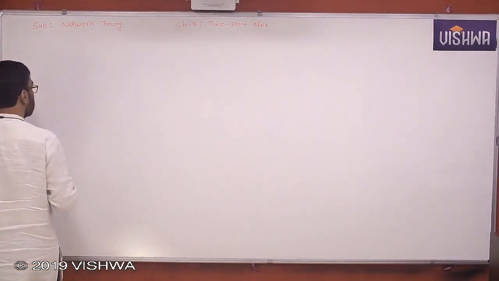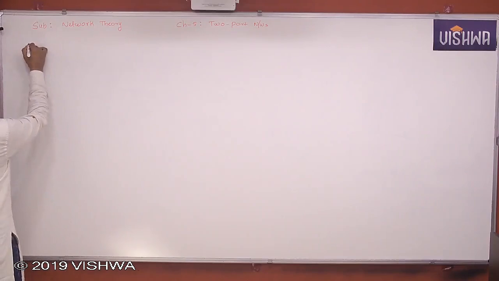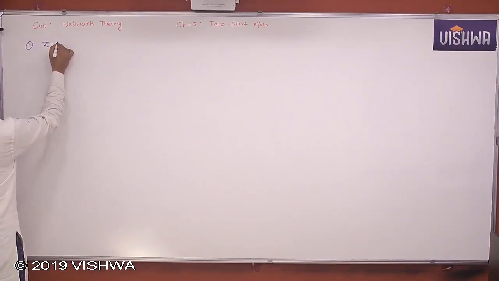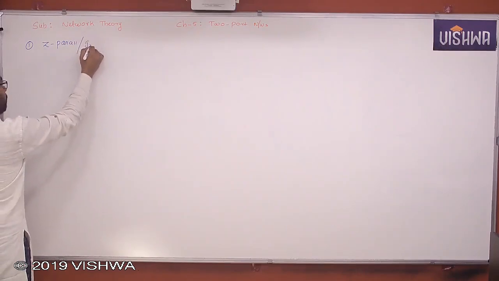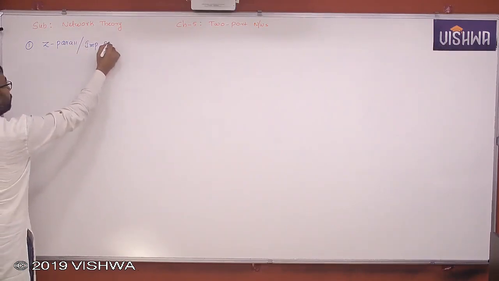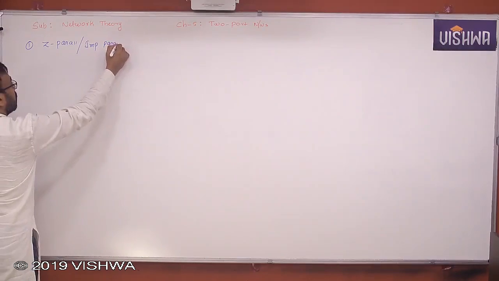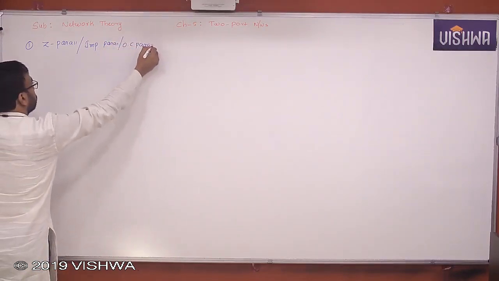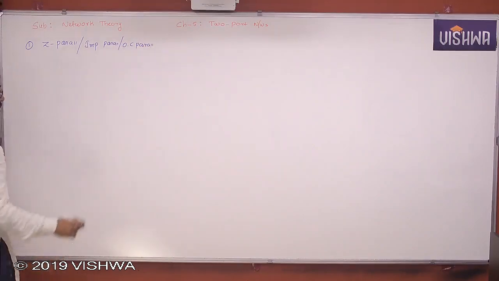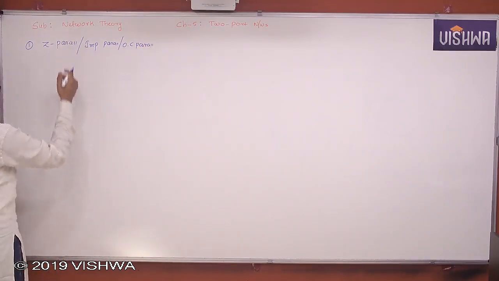Now put the heading Z parameters. The first one is Z parameters or impedance parameters or open circuit parameters. Okay, different names are there: open circuit parameters, impedance or Z parameters.